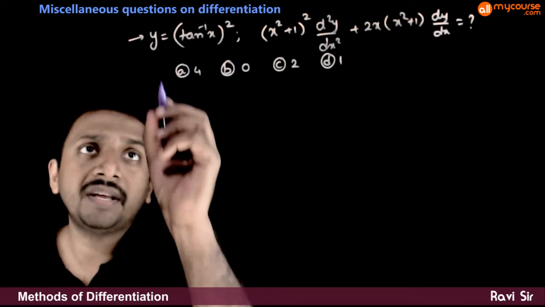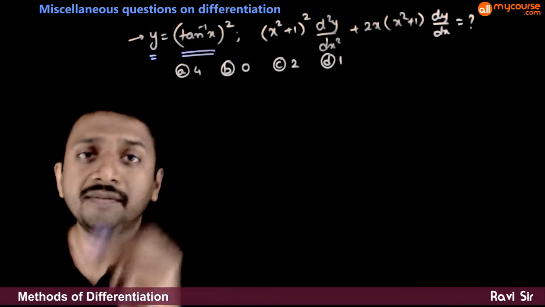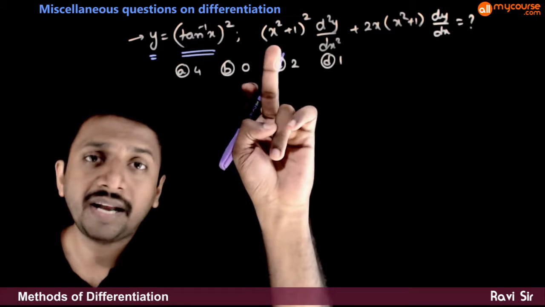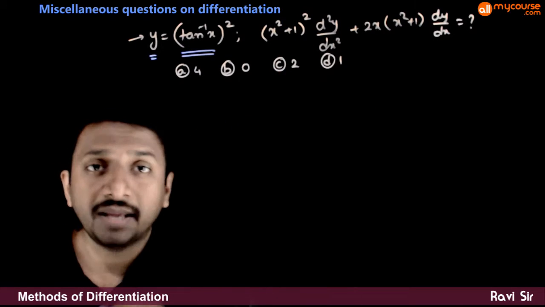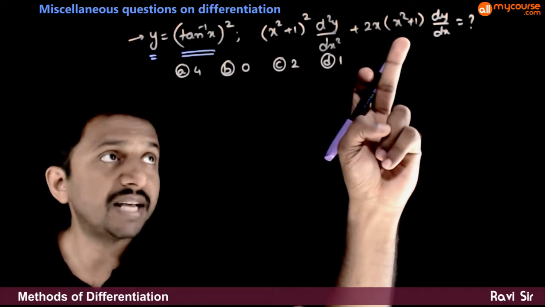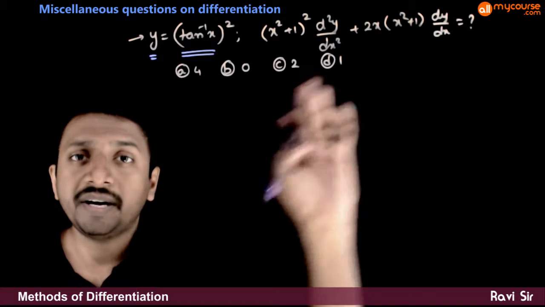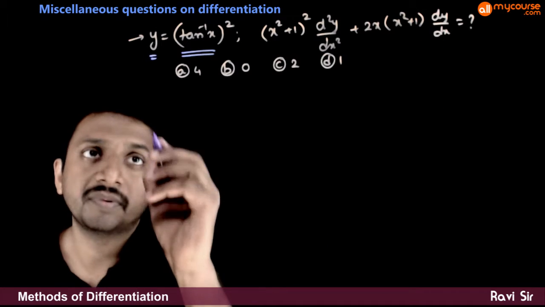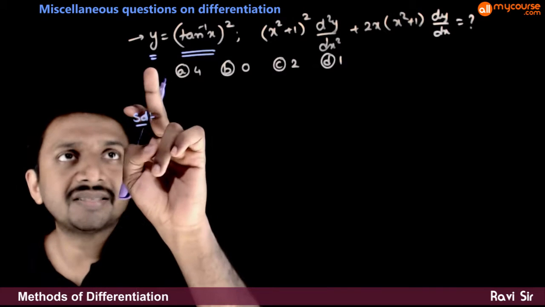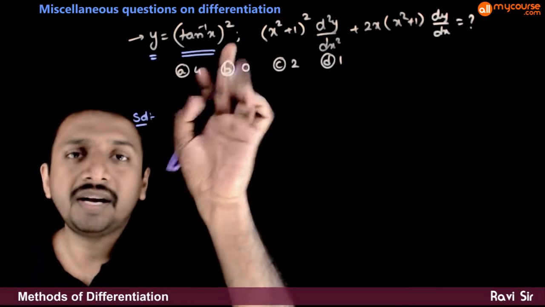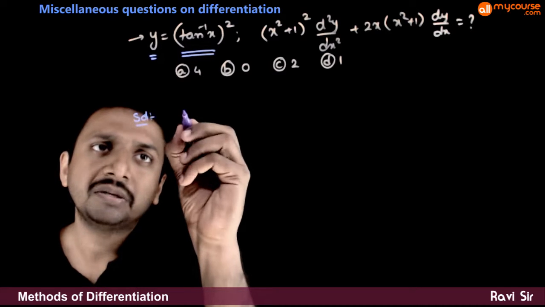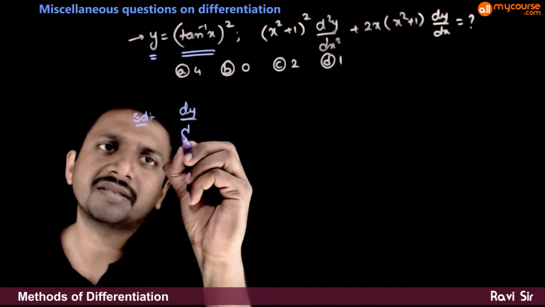So in this question, you're given that y is equal to (tan inverse x) whole square. And you're asked to find (x square plus 1) whole square times d square y by dx square plus 2x times (x square plus 1) into dy by dx is equal to 1. So this is a function y completely in terms of x, so we can do the direct differentiation. So what is dy by dx?